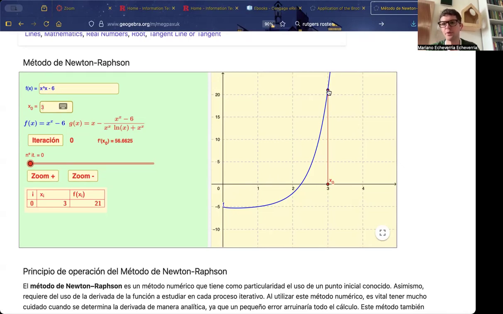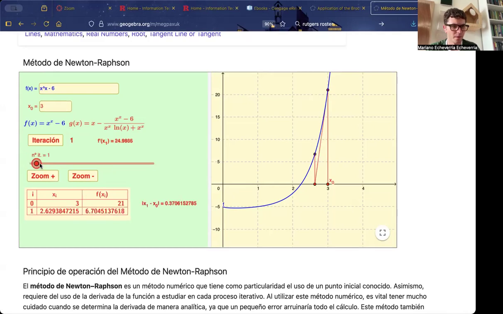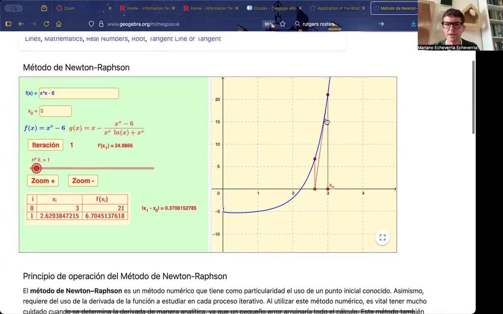That gives you a corresponding point on the graph, right? And then what Newton Raphson does is you find the equation of the tangent line to the function at this point, which is what I'm about to show you here. I don't know if you can see, there's this line segment. So you use the tangent line and you follow it until the tangent line hits the x-axis.